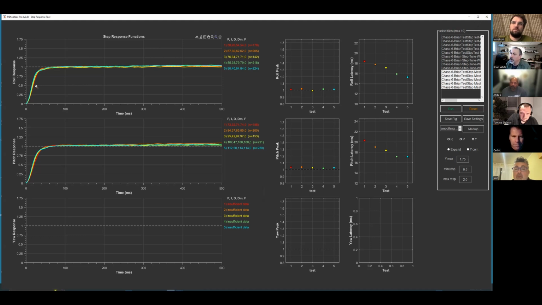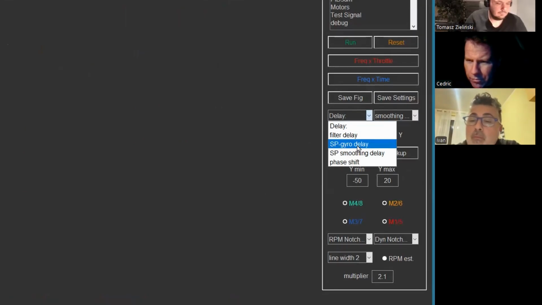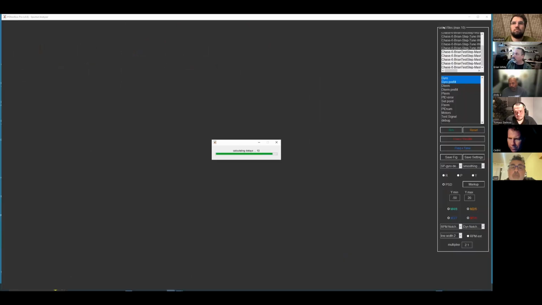That's a reasonable point for sure. There's another way that I look at latency, and I think it's really important. Eventually I'm going to bring this over to the step response because a lot of people miss this. They don't realize it. There's a thing here called set point to gyro delay. What that does is something called the cross correlation lag between the set point and gyro. So it's actually a much better index.